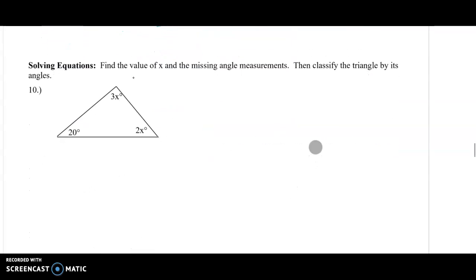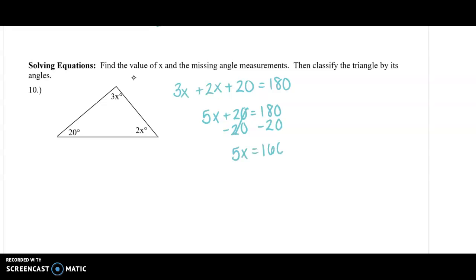All right, now let's go down here to solving equations. Find the value of x and the missing angle measurements. Then classify the triangle by its angles. Again, we know that these all have to add up to 180. So 3x plus 2x plus 20, the three angles added up, has to equal 180. We combine like terms, so 5x plus 20 is equal to 180. Subtract 20 from both sides, so 5x is equal to 160. Divide both sides by 5, and we get x to equal 32.